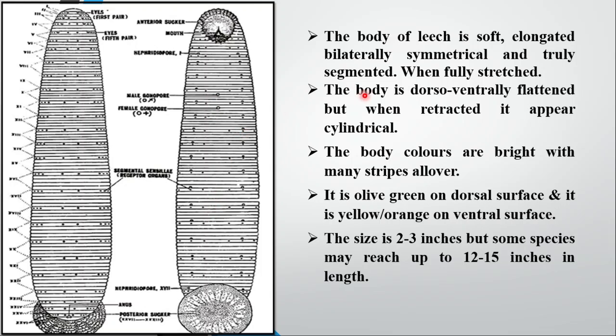The body is dorso-ventrally flattened. It is not rounded or cylindrical in structure. It is dorso-ventrally flattened, but when retracted, it appears cylindrical. The body colors are bright, with many stripes all over.